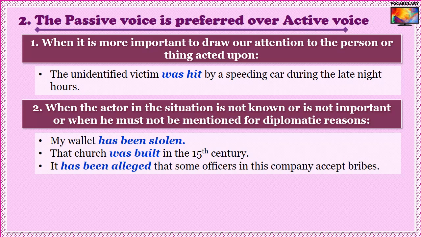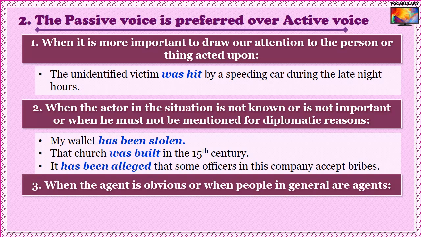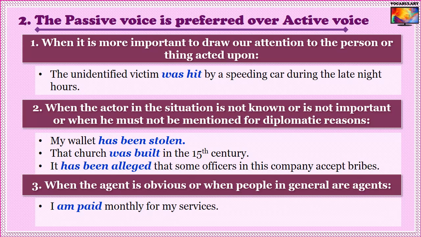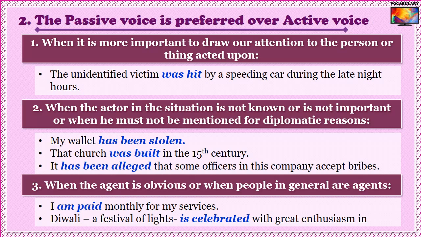And the third case is when the agent is obvious or when people in general are agents. I am paid monthly for my services. The agent is quite obvious, it is my employer. Diwali, a festival of lights, is celebrated with great enthusiasm in India. People in general are agents.